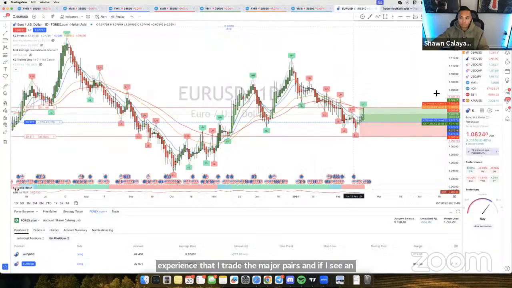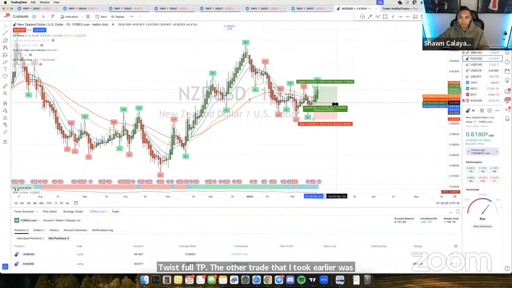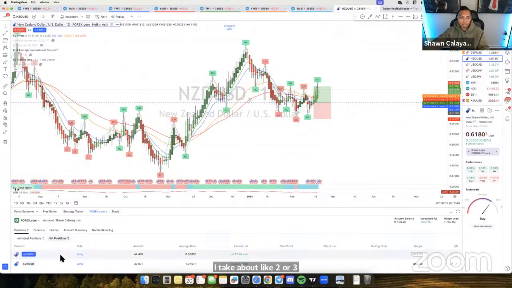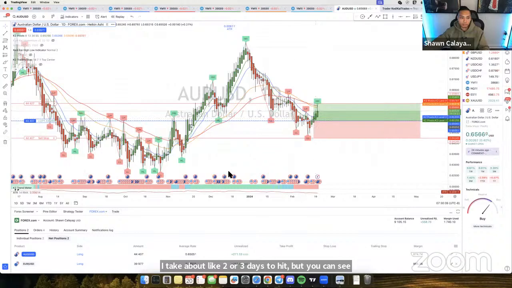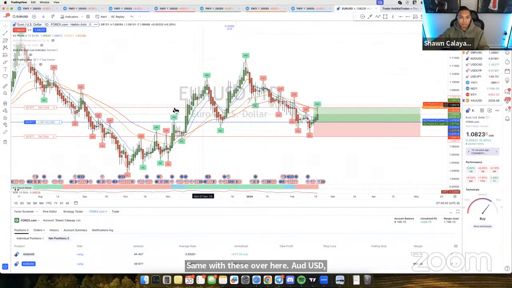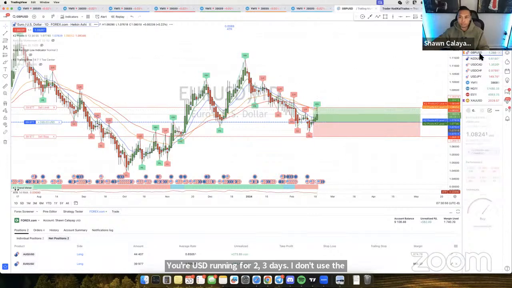The other trade that I took earlier was NZD USD. This is the one I took earlier, it hit full TP overnight. It took about 2 or 3 days to hit, but you can see here it's a swing trade. Same with these over here, AUD USD, swing trade's been running for 2-3 days. Euro USD running for 2-3 days. I don't use the Heikin candles, I just use them once I'm in the position because I like to see how it moves in the direction.